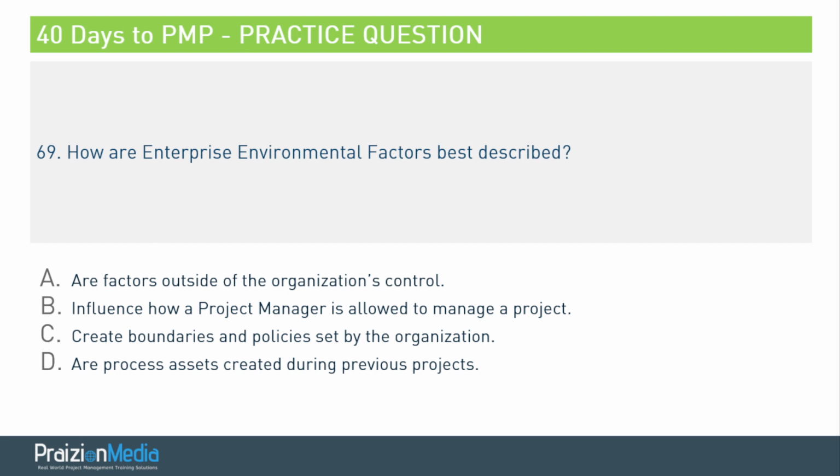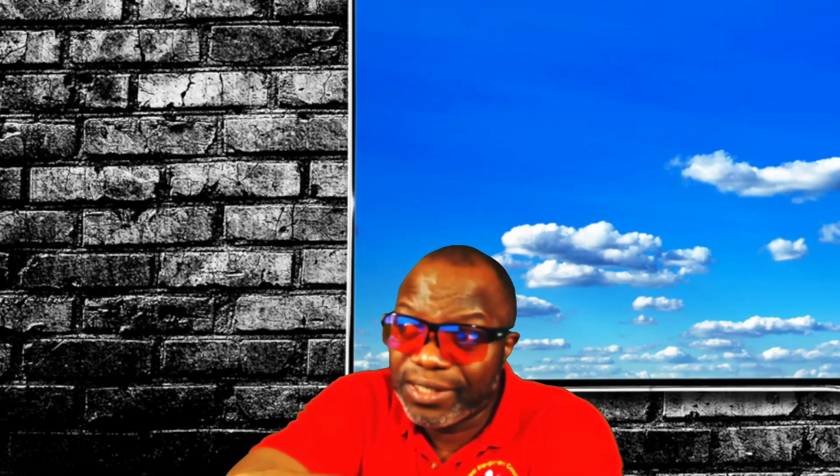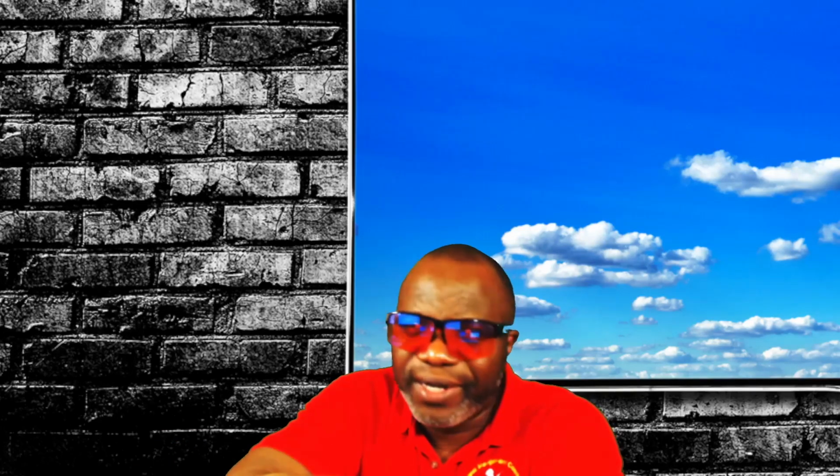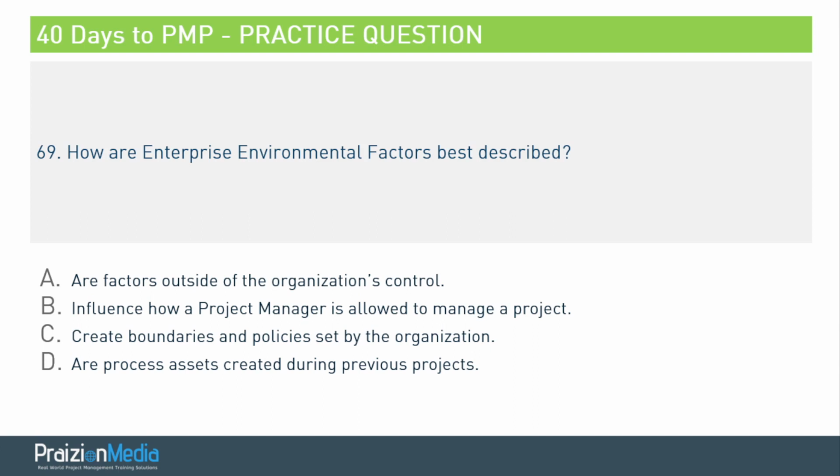You see? Enterprise environmental factors are best described as factors outside the organization's control. That's best. I know some of you would say, well, B, influence how a project manager is allowed to manage a project. This is not such a question of allowance. It's common sense. It's not allowance. Enterprise environmental factors are just factors that they affect you, right? We could have factors that are within the organization and outside the organization, but the best language here is A.